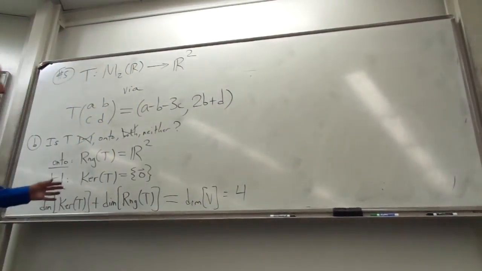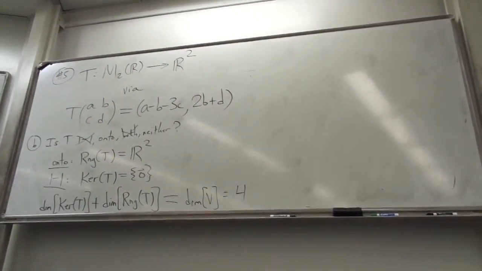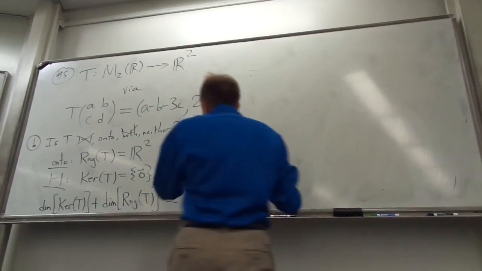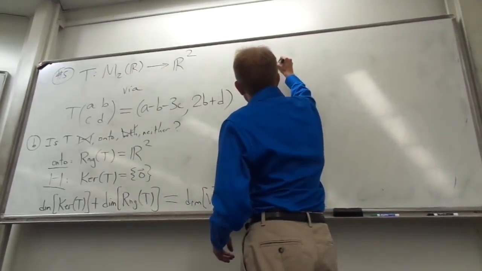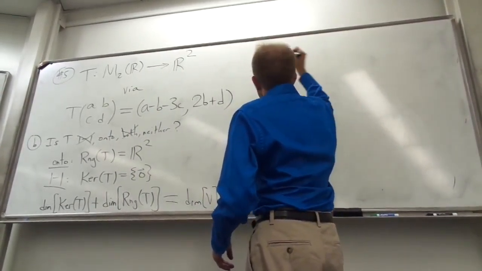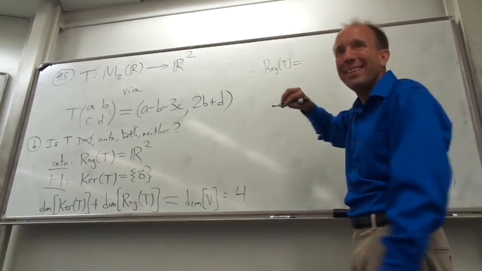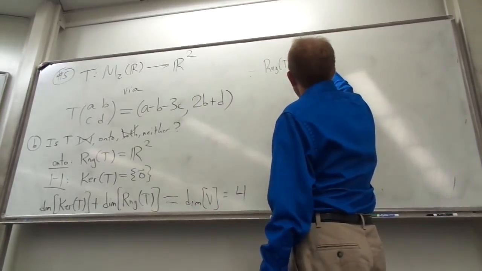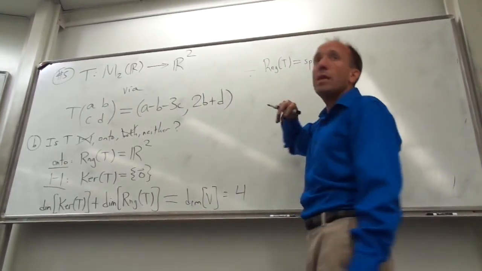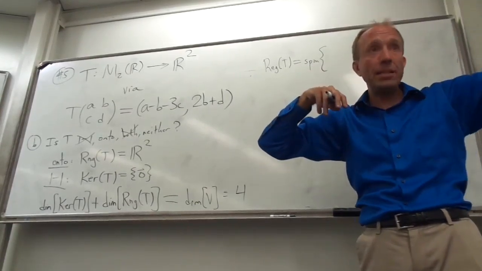So which one do you want me to practice on with you here? The range? Okay, let's do the range. Okay, let's figure out the range. So the range of t, remember the formula for it? Span of the set of transformed basis vectors, right?